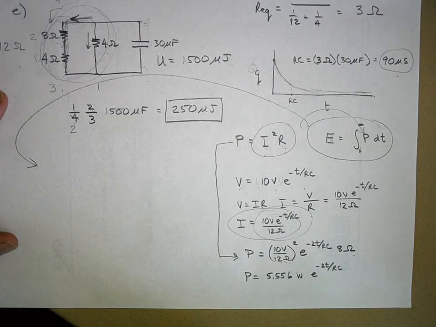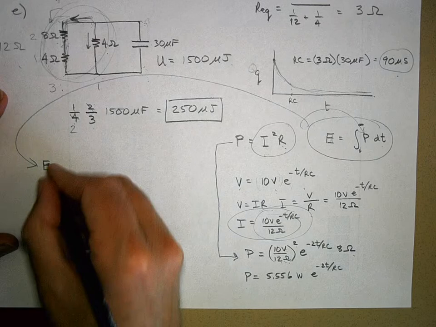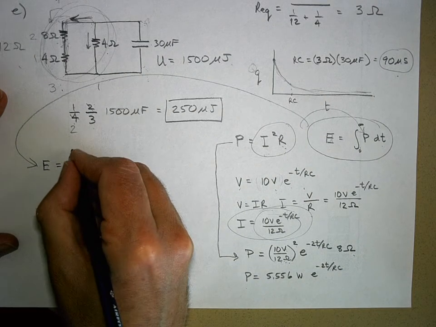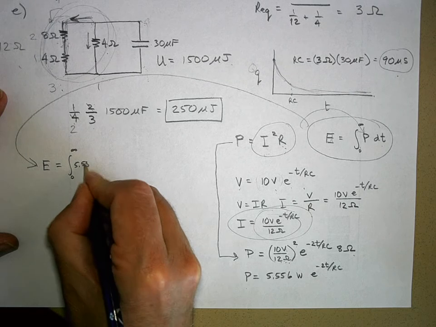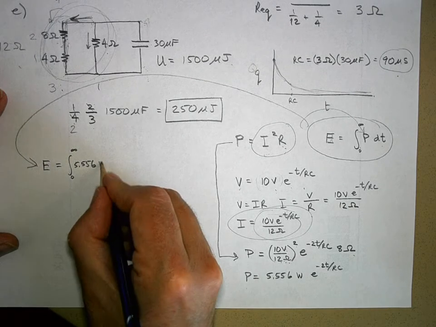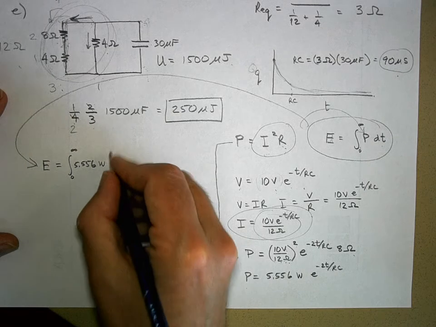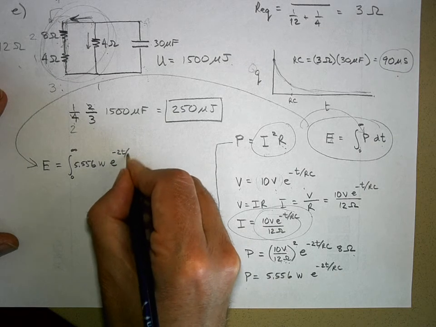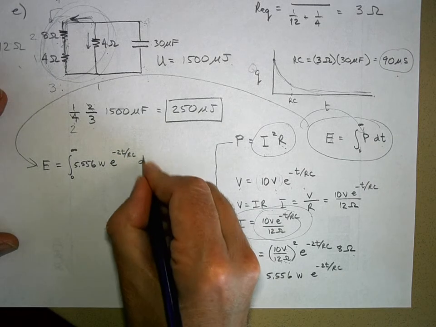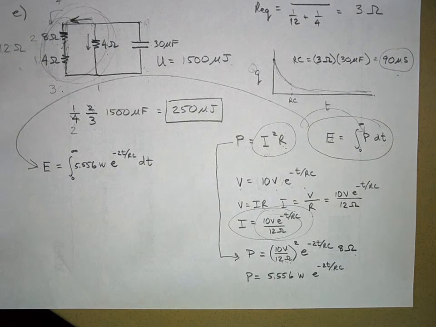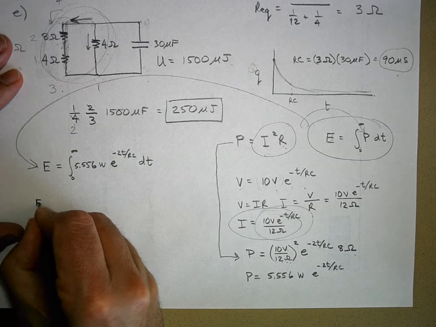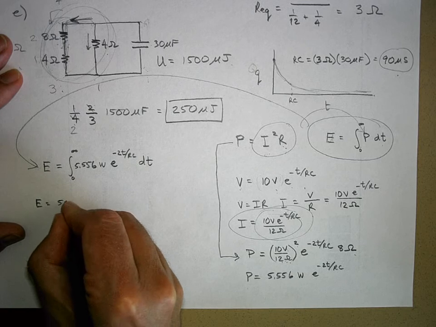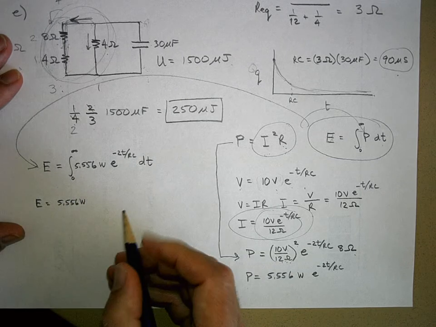So the energy dissipated by that from 0 to infinity is the integral of the power function, 5.556 watts times e to the negative 2t over RC, times dt. All right? Now, this looks horrible, but you know how to do this integral. Well, okay, yeah, I'm old school.